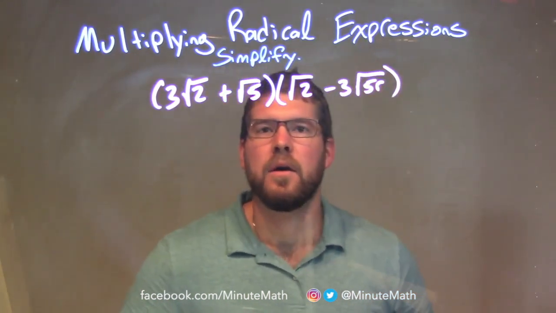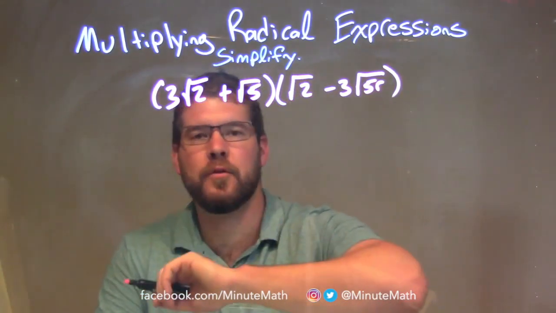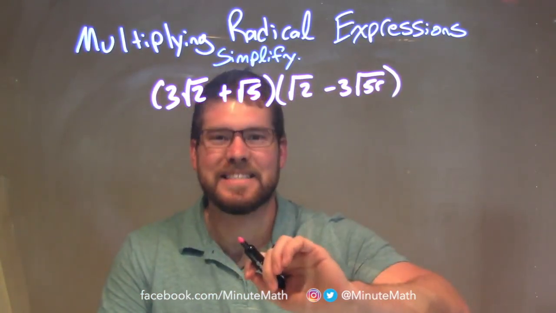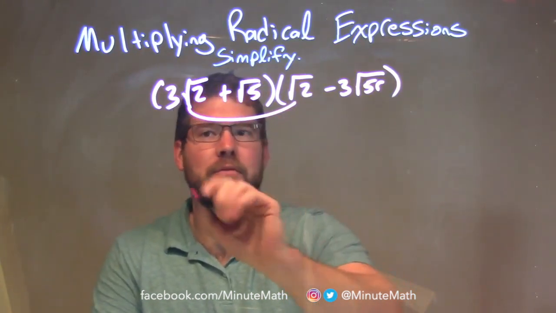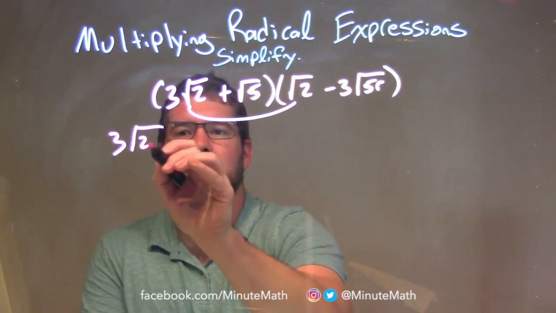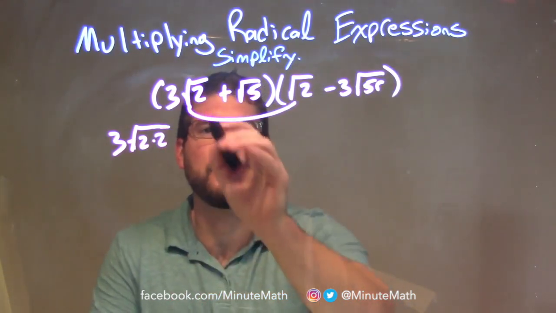Okay. Well, since I cannot simplify within each parenthesis, I'm going to take all parts of my first parenthesis and multiply it by all parts of my second parenthesis. So 3 times the square root of 2, square root of 2 times square root of 2 is just 3 square root of 2 times 2. I'm going to put that square root of 2 and square root of 2 into one big square root.